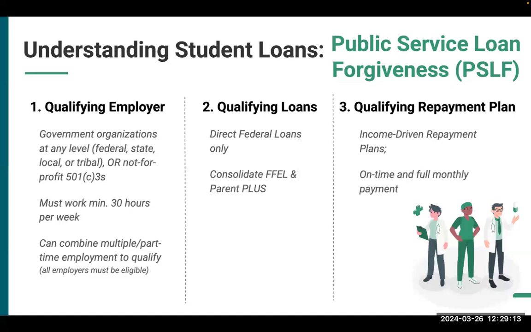And number three, qualifying repayment plan. You need to be making a payment on that loan on an income-driven repayment plan. It doesn't matter which one. It can be any of the 4 that we talked about. And that payment should be on time and for the full monthly amount, right? So you need to satisfy all 3 of these things in order to accumulate a qualifying payment credit.